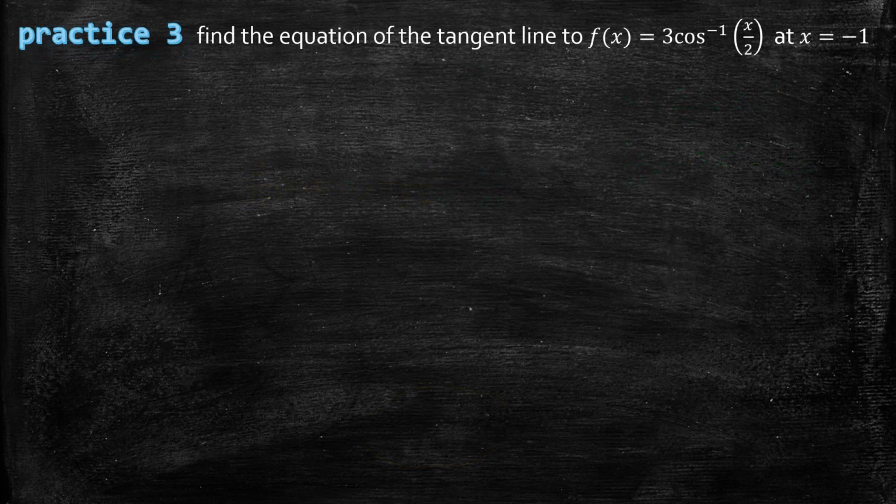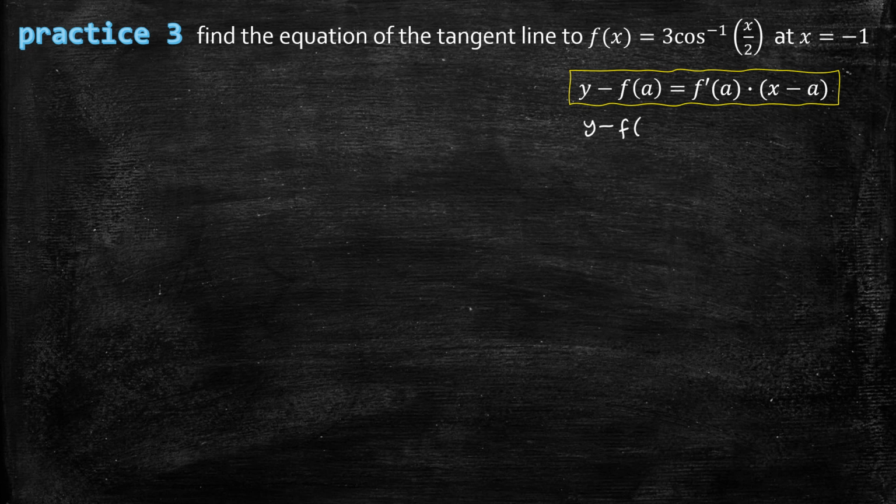So for the last practice problem, we're going to find the equation of the tangent line to this inverse cosine curve. So let's first of all call up the equation of a tangent line and realize that in this case a is negative 1. So we really want to find f of negative 1. That will give us the y-coordinate that corresponds to x equals negative 1, and then also the slope of the curve at negative 1. And x minus negative 1 becomes x plus 1.